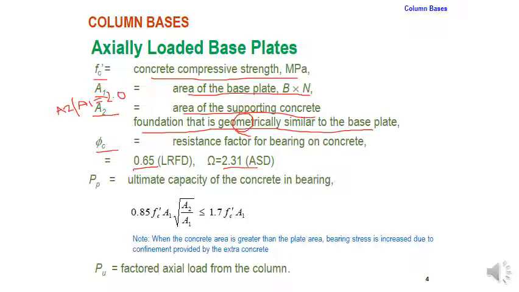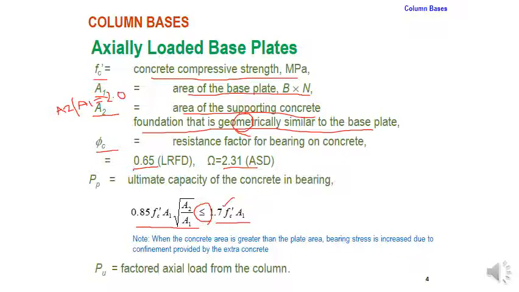PP is the ultimate capacity of the concrete in bearing, and you can get that ultimate capacity by using this formula: 0.85 FC prime A1 times the square root of A2 over A1, and its value should be less than or equal to 1.7 FC prime A1. So it should be less than that. If it is greater, then you use the maximum of this value.